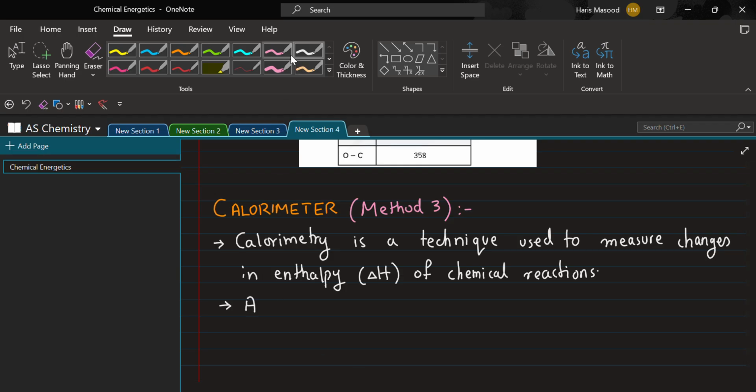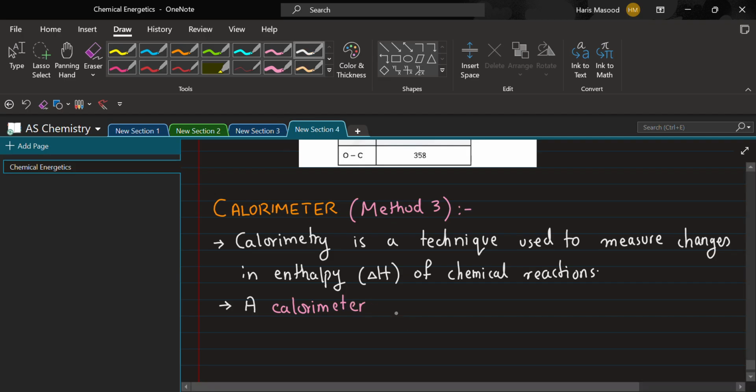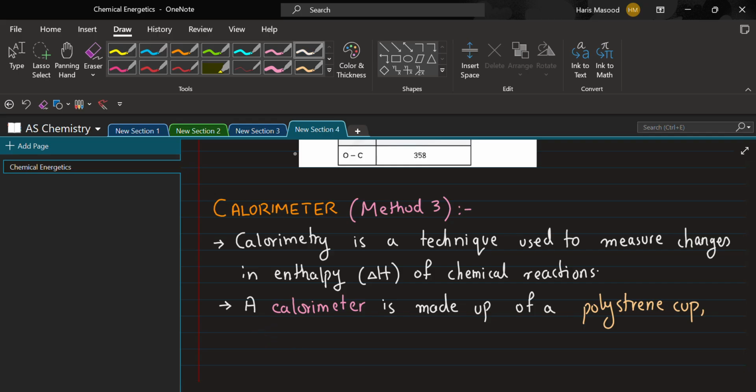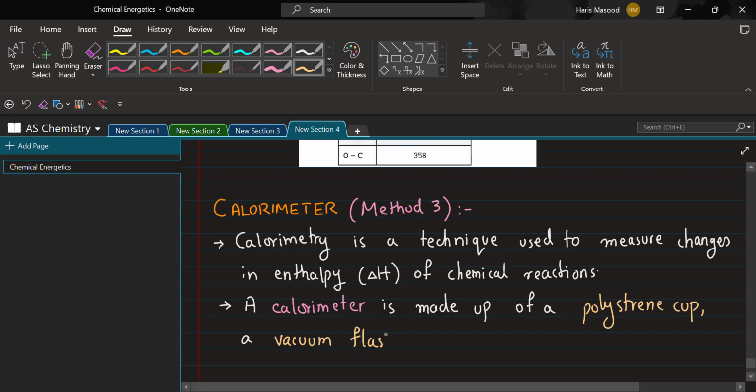so a calorimeter is made up of a polystyrene cup, then we have a vacuum flask, and we have another thing, that is either you can use a vacuum flask, or you can use a metal can. So we are setting up the calorimeter.